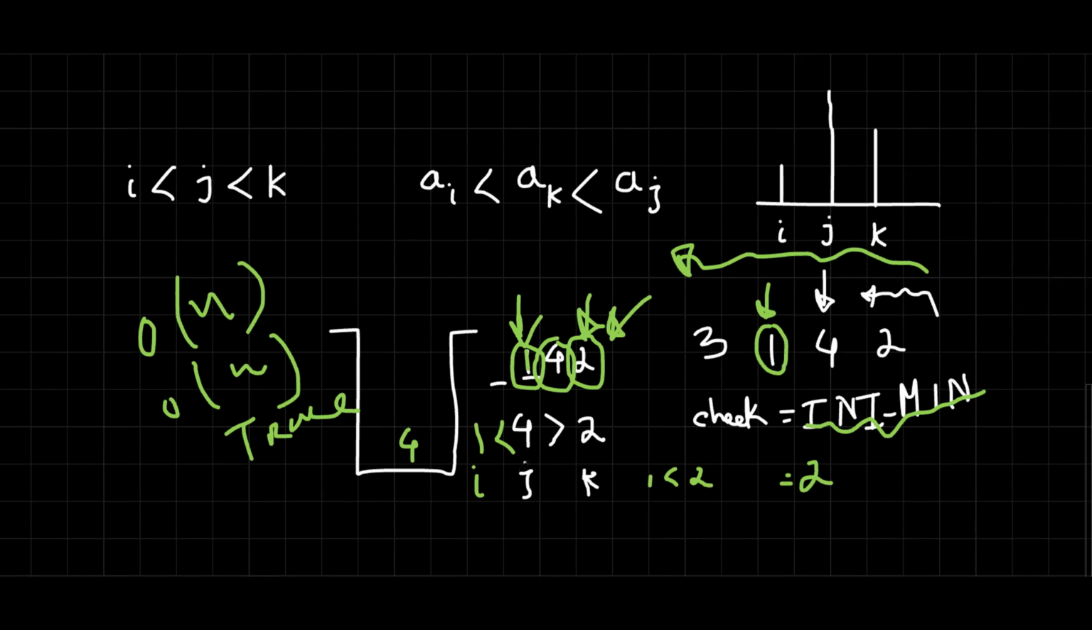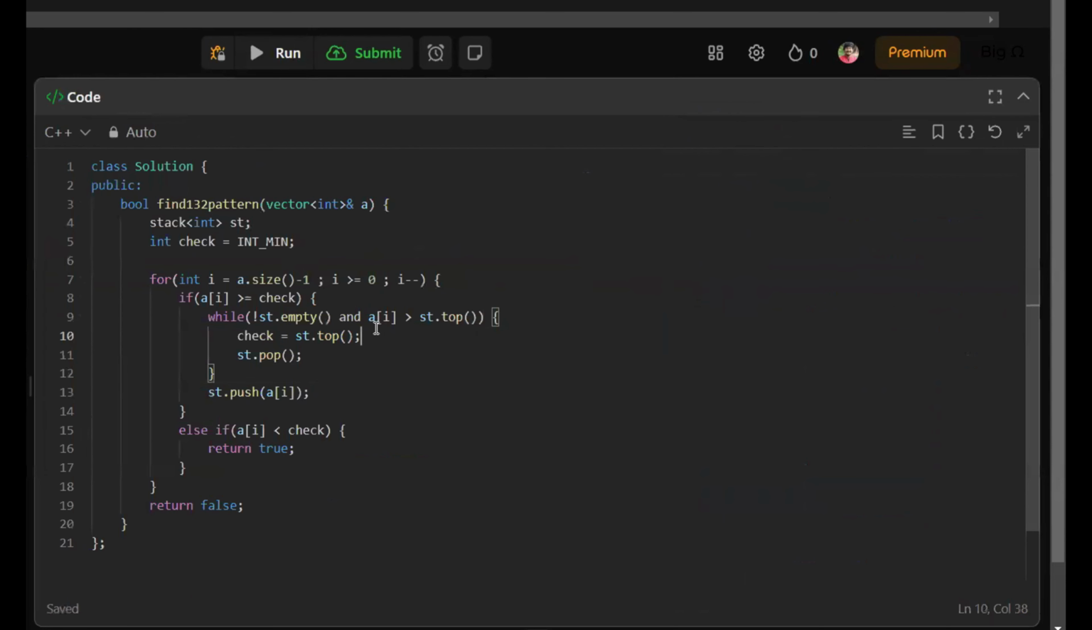Now let's move on to the code. In this problem, the code is pretty simple. At first, we are given a function which has a parameter as a vector. Now here, we are taking two variables: one is check, another is the stack of integers. Now we have to iterate over each of the elements from right to left, or from the last to the first position. And we have to check whether our current element is greater than check or not. If it is, we have to repetitively check whether the top element of the stack is less than our current element or not. If it is, we have to update the check and remove the top element from the stack. And finally, we have to insert the current element into the stack.